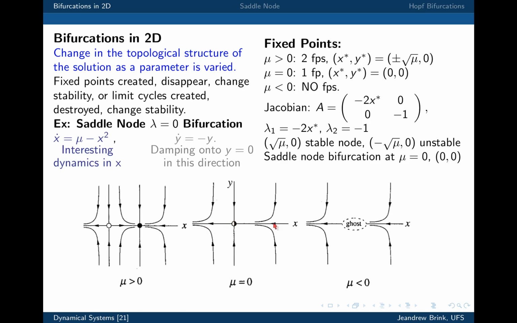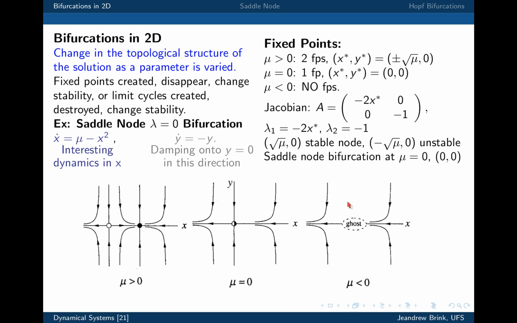So what happens when mu is positive? Sorry, mu is negative, right? When mu is negative, you have no fixed points. But you still have the ghost of a fixed point, because what in practice happens is the flow comes in, it keeps going to negative infinity over here, but where the fixed point was, it gets very, very close to 0 and it slows down tremendously.